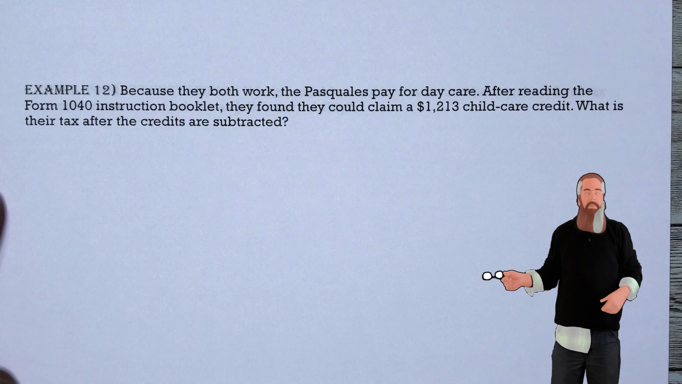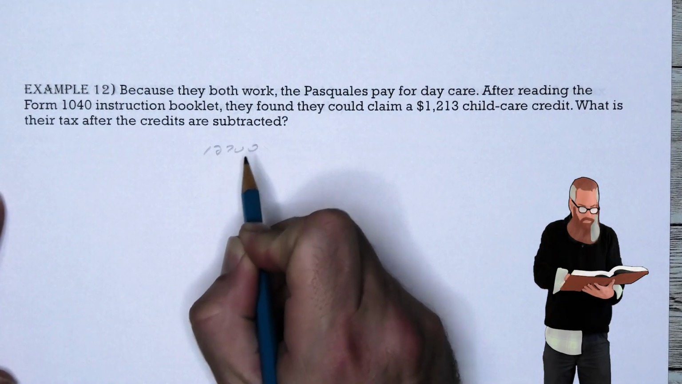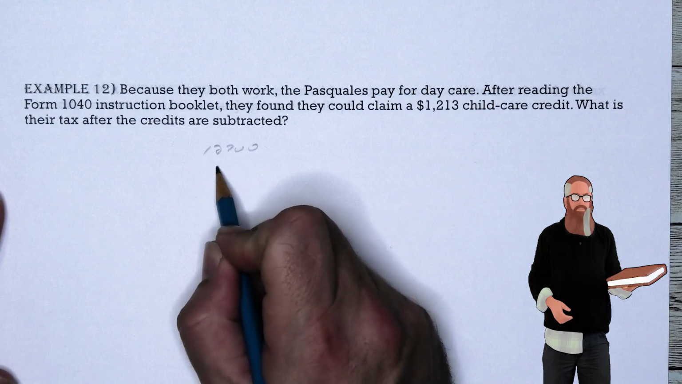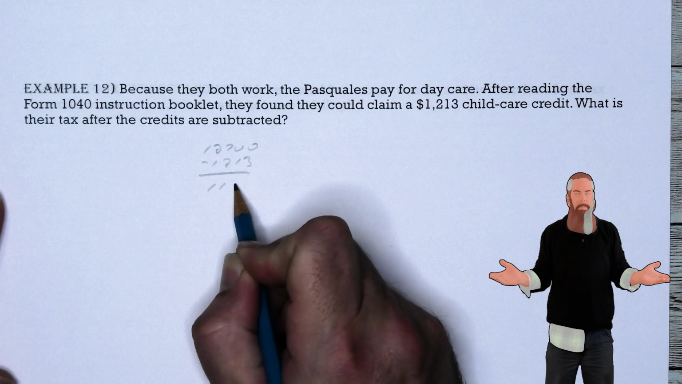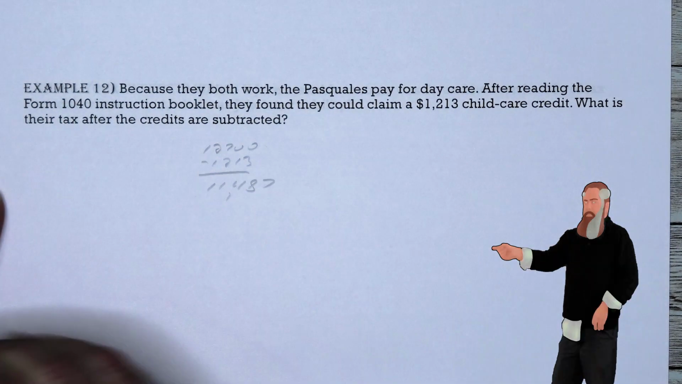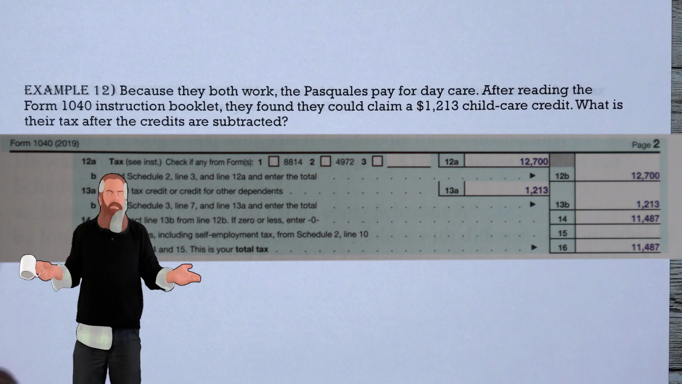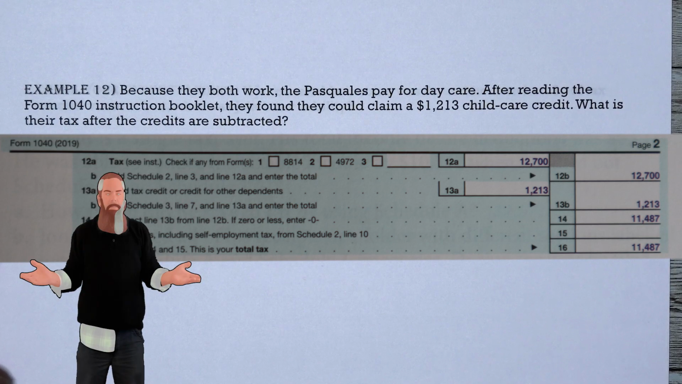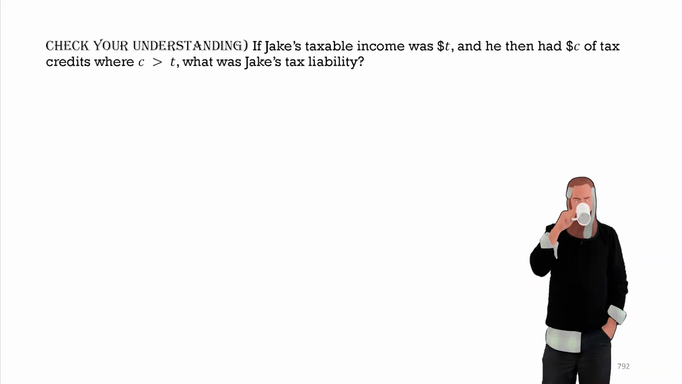From example 12, the taxes were $12,700. We're going to subtract the child care credit of $1,213 to get $11,487. The tax has been reduced to $11,487. On line 14 and 16, enter $11,487 as shown. Let's check our understanding.